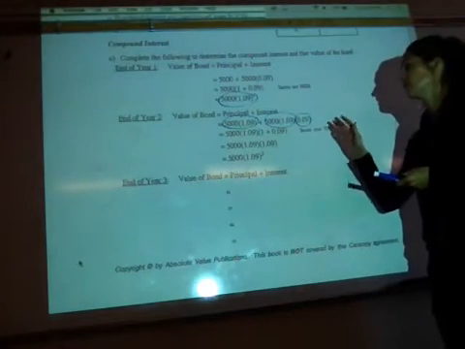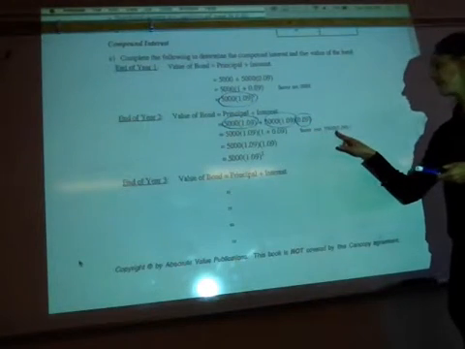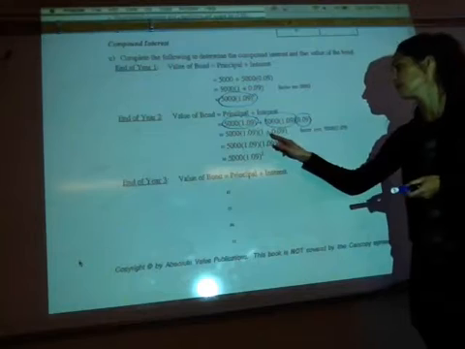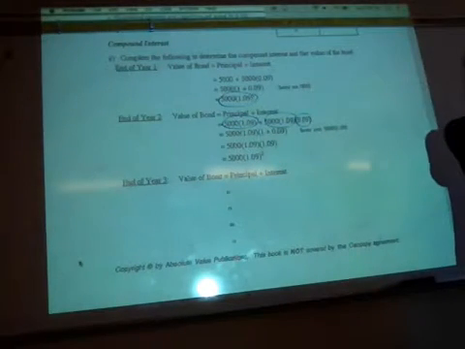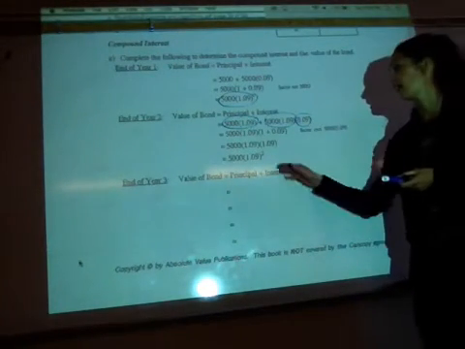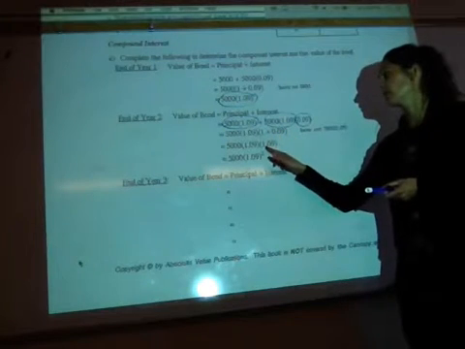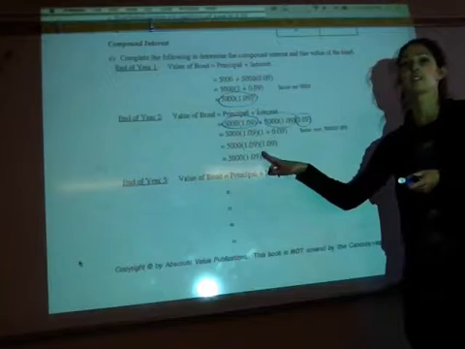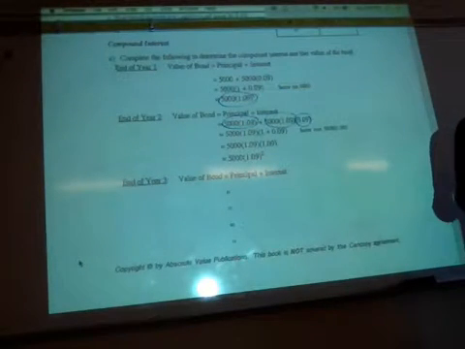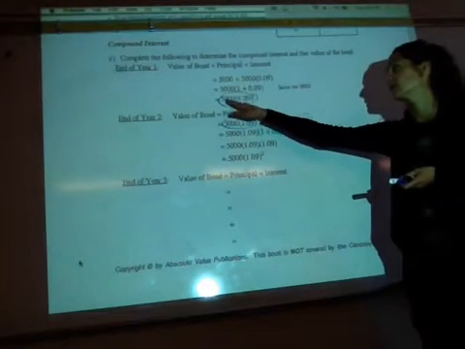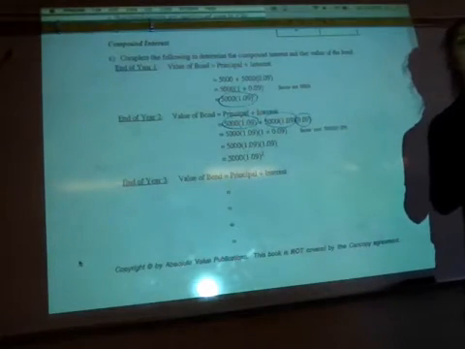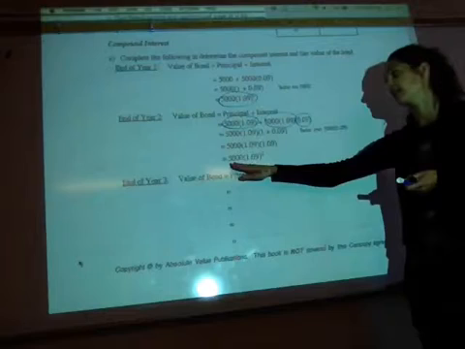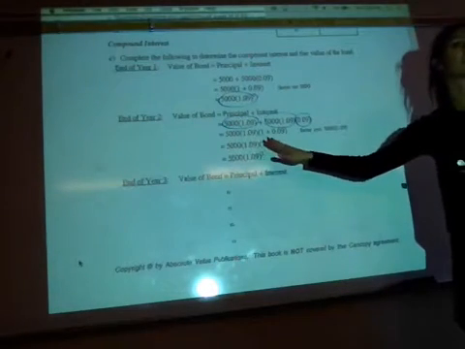So if we factor out the initial principal of 5,000 times 1.09, then we're left with 1 plus the interest rate. Okay, and if we add this together, we get 1.09. 1.09 times 1.09 is 1.09 squared. So notice in the first year, we had 5,000 times 1.09. At the end of the second year, we had 5,000 times 1.09 squared.